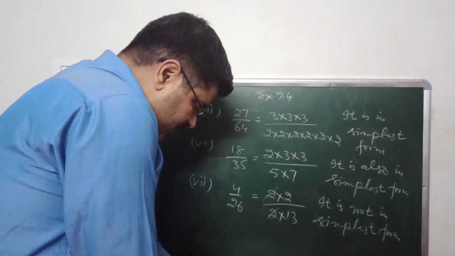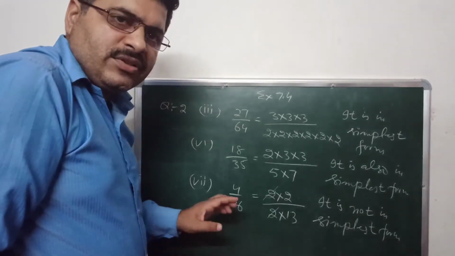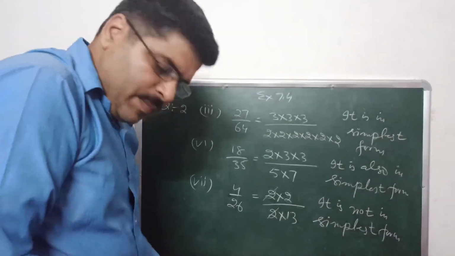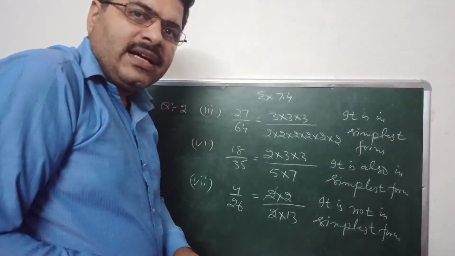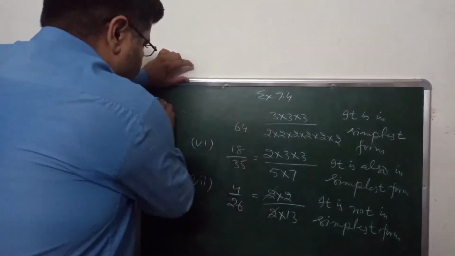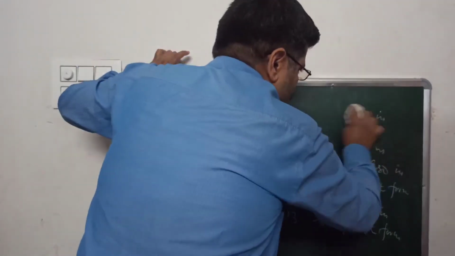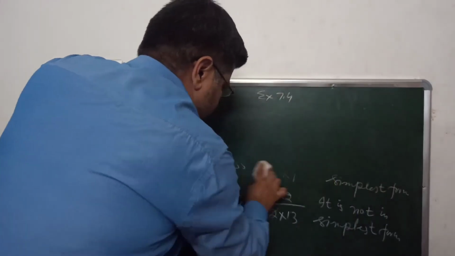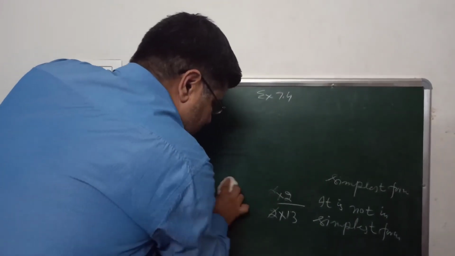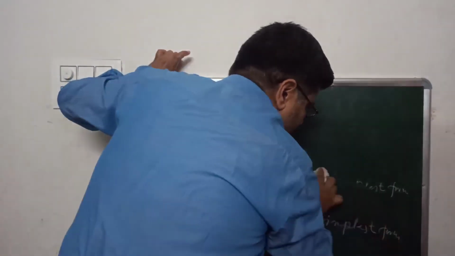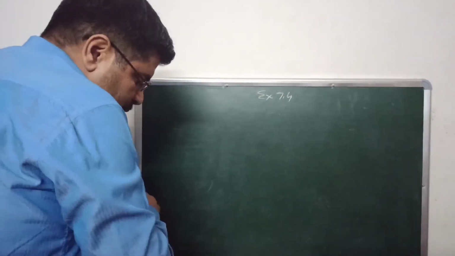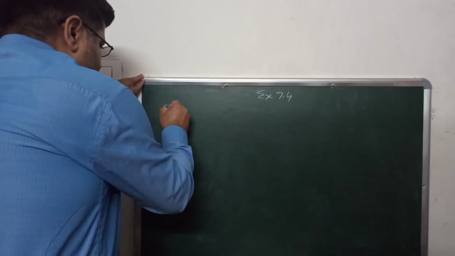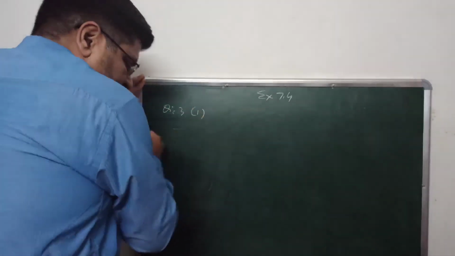Now let us do question number 3. First part, you have to convert it in the lowest form. Lowest form means if something is common, you will cut it, you will take it out. So let us take question number 3, first part.